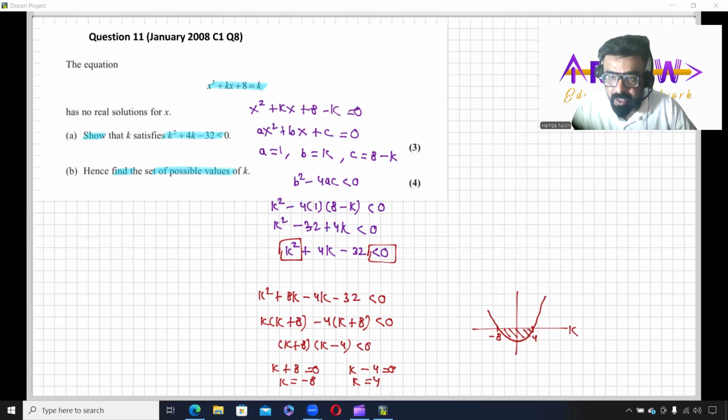However, if you want to mark the part of the graph which is below the horizontal axis, below the k-axis. According to our shading, highlighting and marking, we can say that k is between minus 8 and 4, meaning k is greater than minus 8 and less than 4. This is supposed to be our final answer. In the same way you solve the quadratic inequalities, you have to attempt this part B.